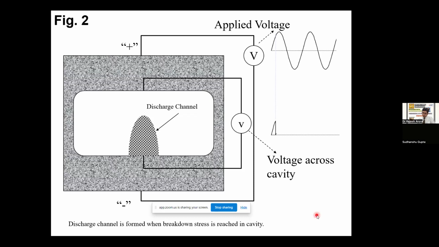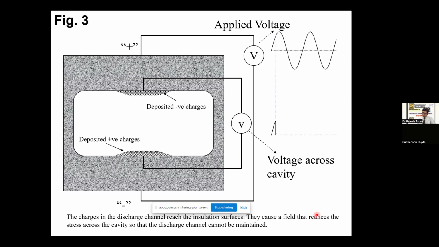In a generator, you can have a very high partial discharge also. Once this activity starts and your stress level develops, the charge in the discharge channel reaches the insulation surface. As you can see, here we have a positive. So on this side it will develop a negative charge, and the other side it will develop a positive charge.